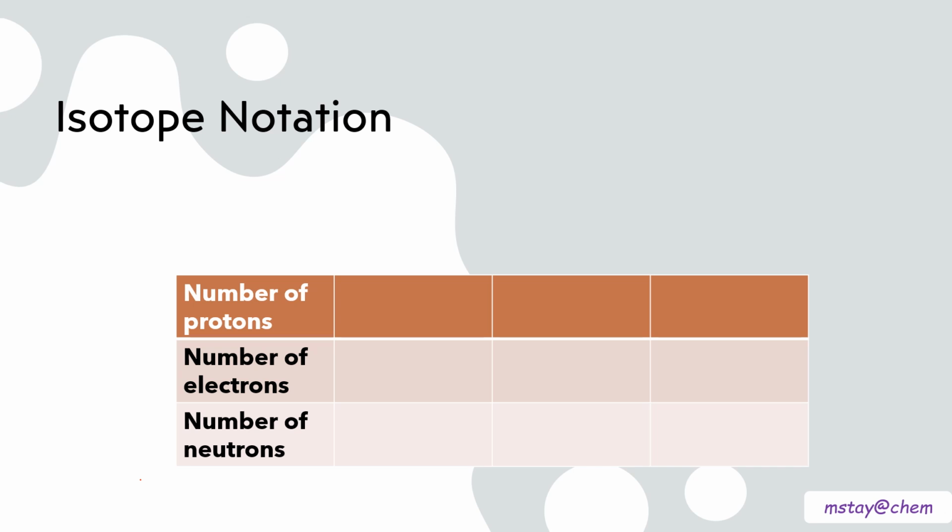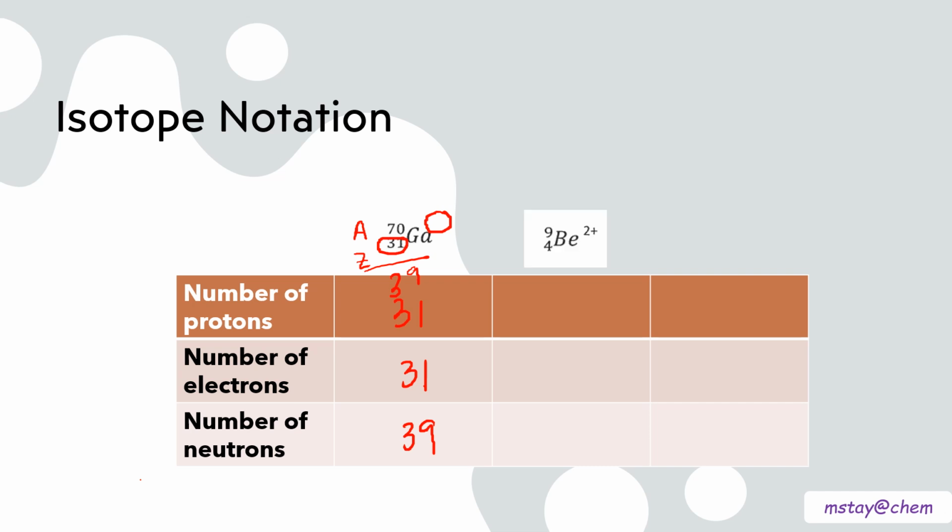Let's start with the isotope notation. Let's say you are given this isotope notation. From the isotope notation, 31 is the Z number, which is the proton number. Since there is no charge over here, it means that the number of electrons is also 31. To get the number of neutrons, we use the atomic mass minus the proton number, which gives 39 neutrons in this atom.